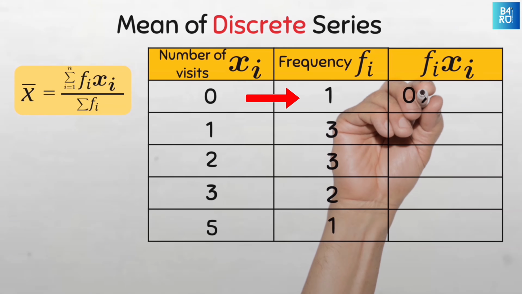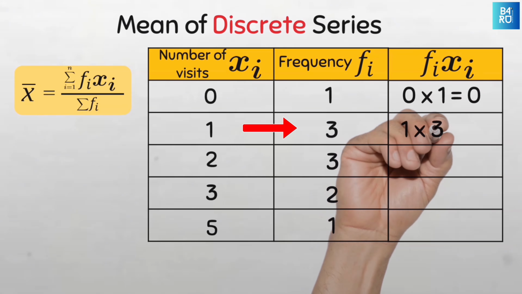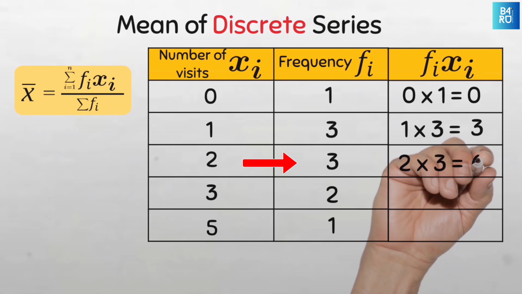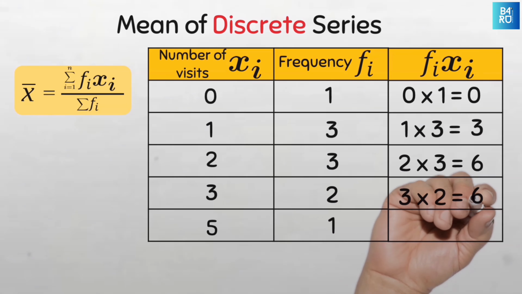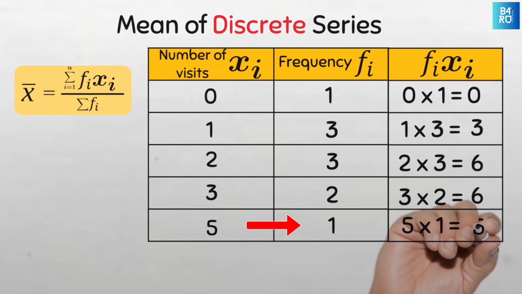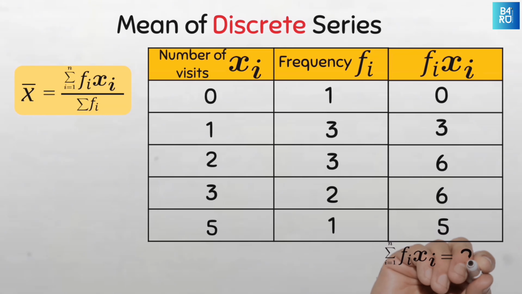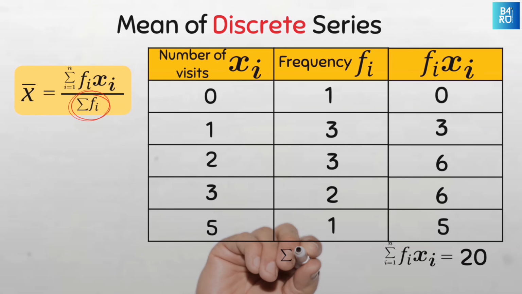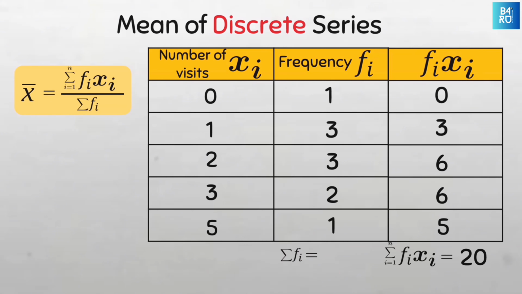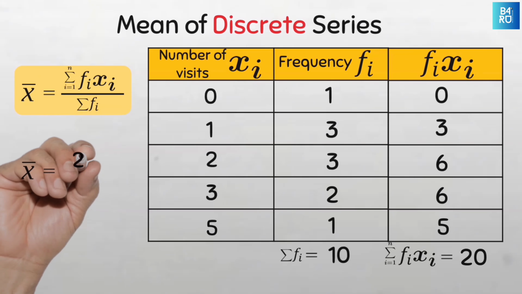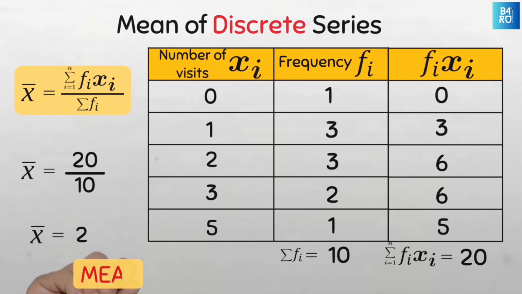So this will be 0 times 1, which is 0, 1 times 3, which is 3, 2 times 3, which is 6, 3 times 2 is 6, and 5 times 1 is 5. Awesome. Now going by the formula, we need to sum all of these to get the sum of f of x, which is our numerator. Adding all this together, we will have 20. Now the denominator for the formula is the sum of the frequencies, which is 10. The question even says that we have 10 children, right? Awesome. So our mean is 20 divided by 10, giving a mean of 2.